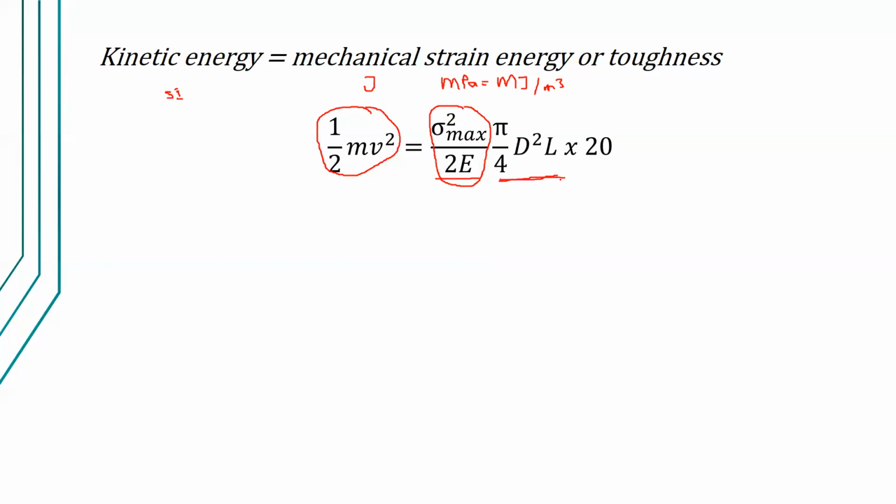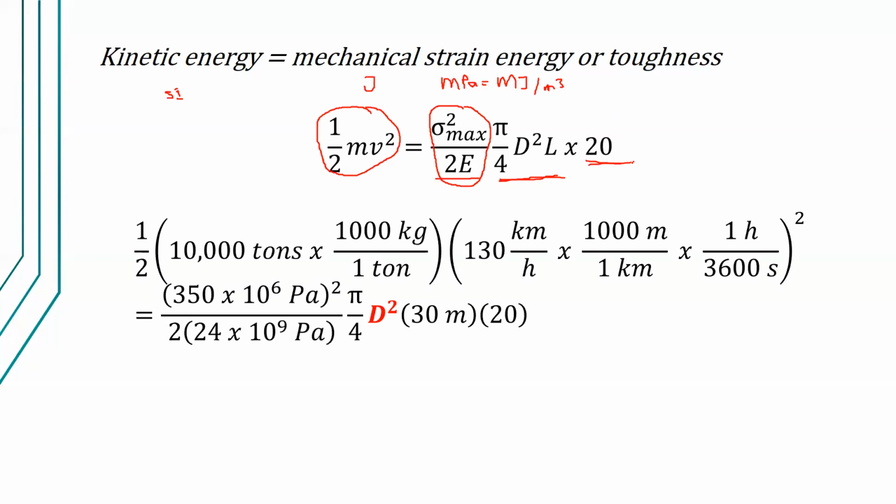If we are going to assume that each thread is cylindrical, the volume of a cylinder is the cross-sectional area times the length of the thread. So pi over 4 d squared is the cross-sectional area, and L is the length of the thread. In the problem, it's given as 30 meters. And again, remember from the problem that there are 20 threads.